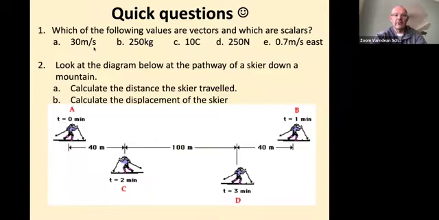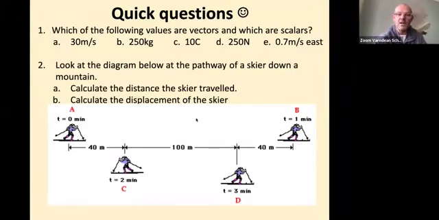So what you need to do is look up these units and find out what that means that they are. So we've got a speed there, we've got a mass, we've got charge, we've got a force, and we've got a velocity. You might remember that. And so all you've got to do is put after each one a V or an S. Is it a vector or a scalar? Just put a V or an S after it, vector or scalar.